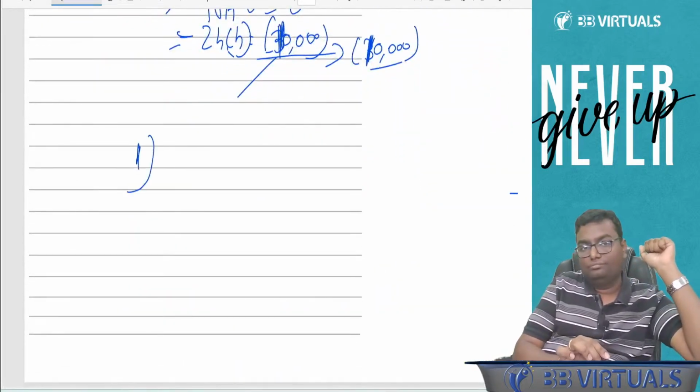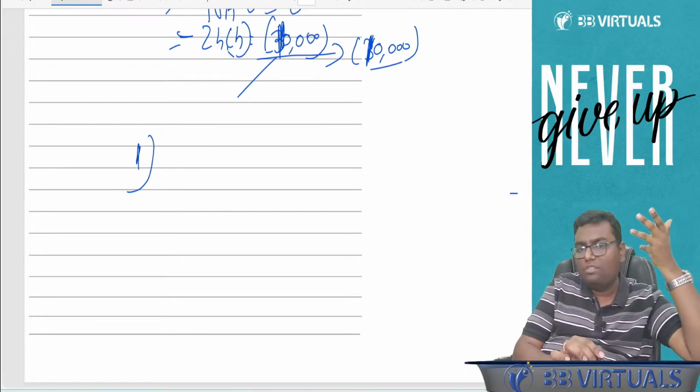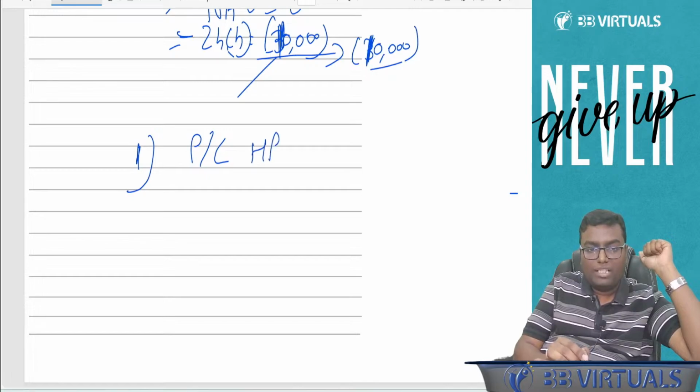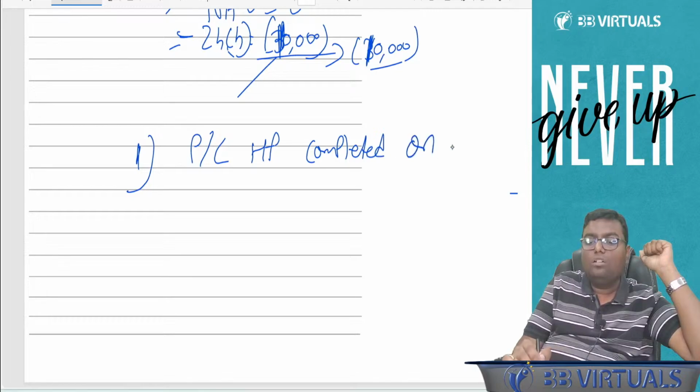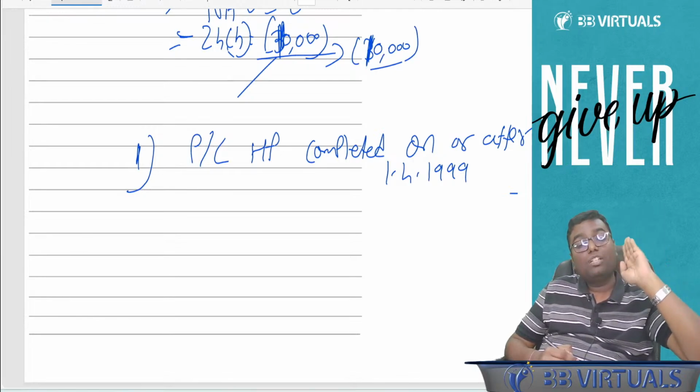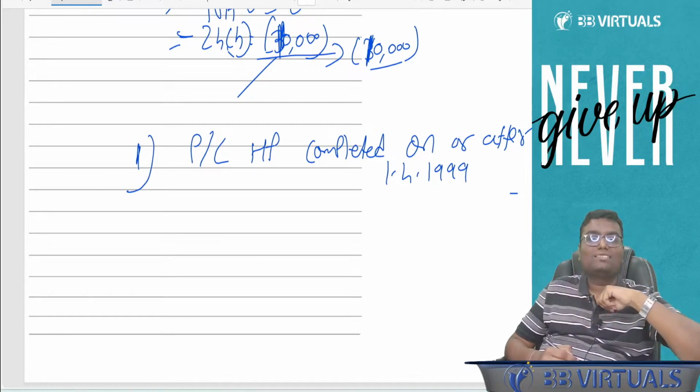Now what are the two conditions? Condition number 1, which the majority of the crowd will fulfill. The purchase or construction of your house property should have been completed on or after 1st April 1999. You should have purchased the house, you should have constructed the house, and that completion date should be on or after 1st April 1999. Why such a condition? Because there was an amendment from that year.